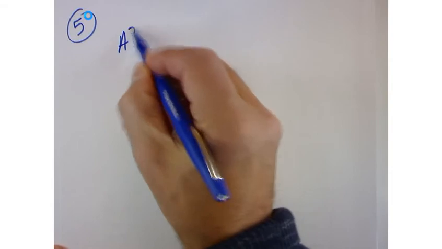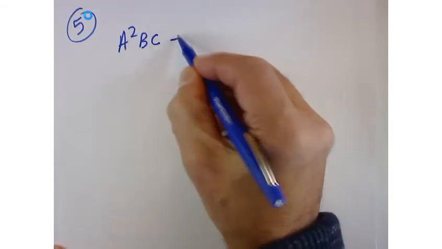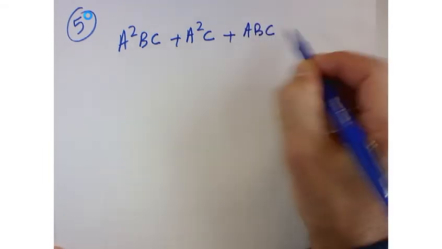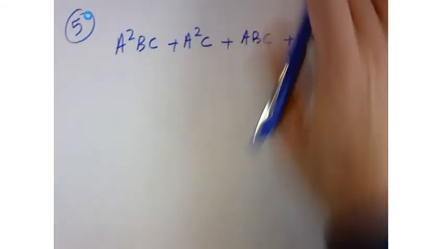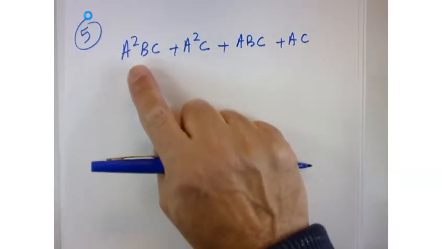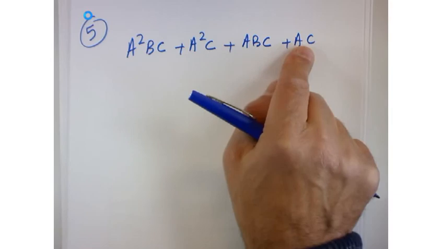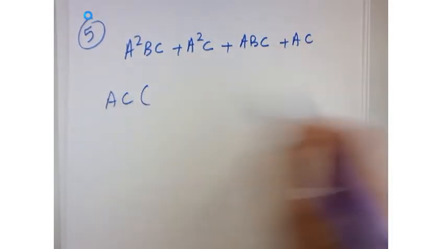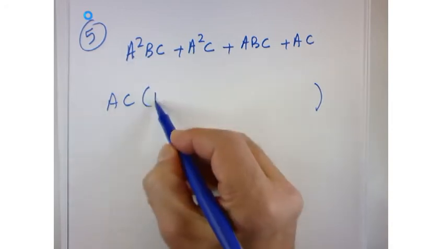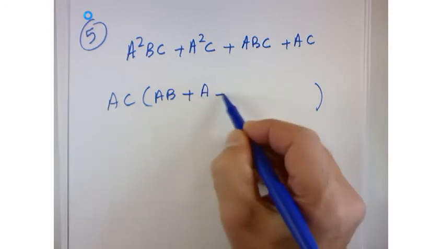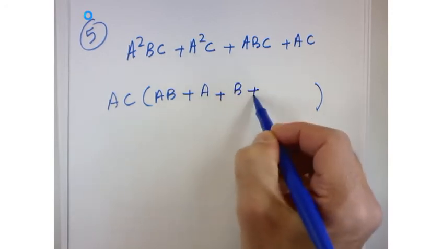Example 5: a squared bc plus a squared c plus abc plus ac. Now this one has 4 terms, so obviously it's grouping, but there's a common factor to all of them. A is a common factor and C is a common factor. So we got to take care of that first. And it would be ac times (ab plus a plus b plus 1).